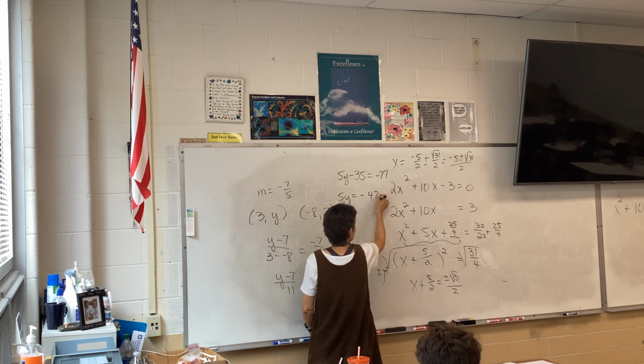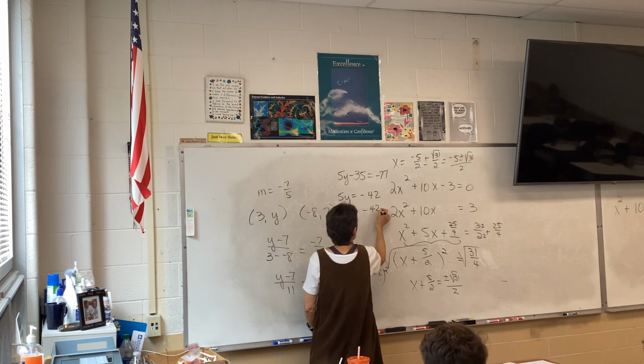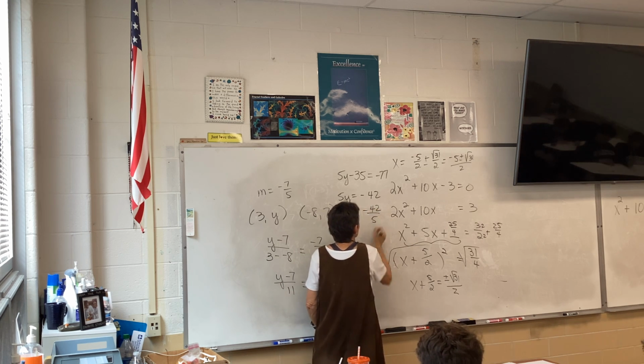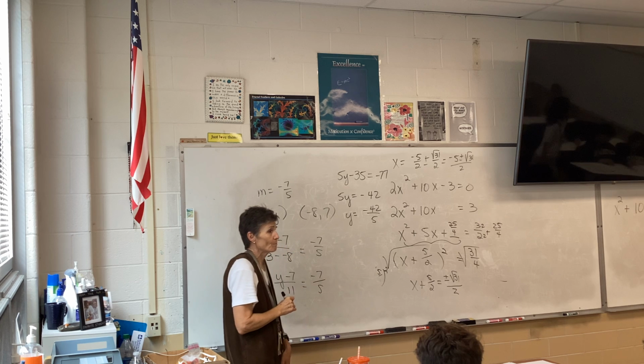So 5y equals what? Negative 42. Did I subtract or add right? So I got negative 42/5.